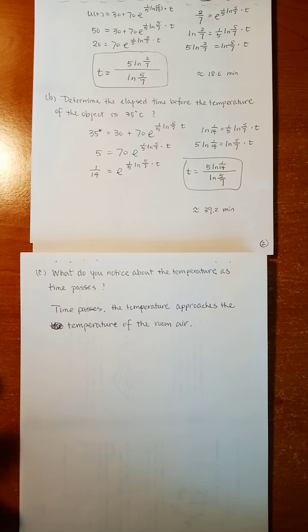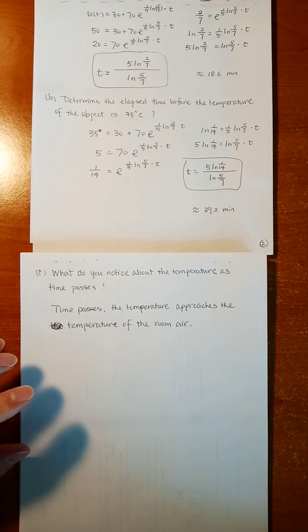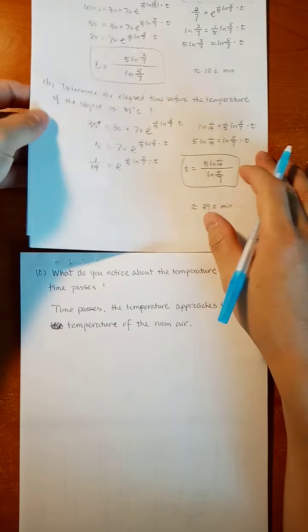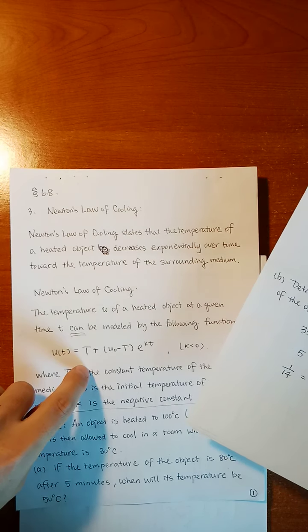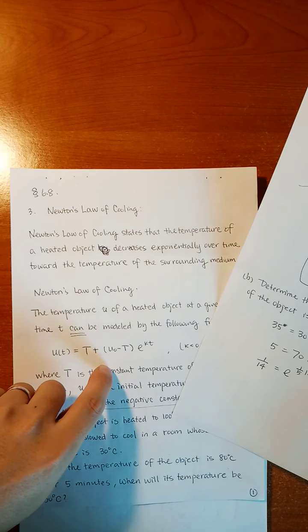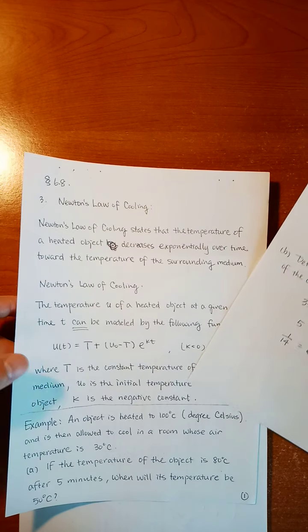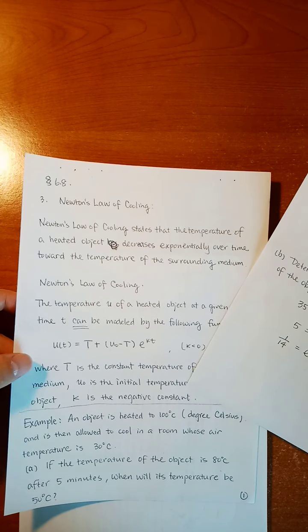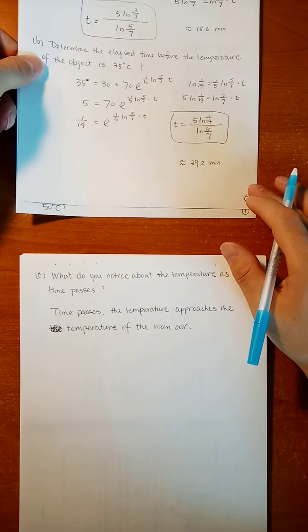Okay, so that is Newton's law of cooling. This formula is important: u of t equals T plus (u sub 0 minus T) times e to the kt. k is negative. Okay? Keep this in mind and understand how we get k and find the corresponding t.